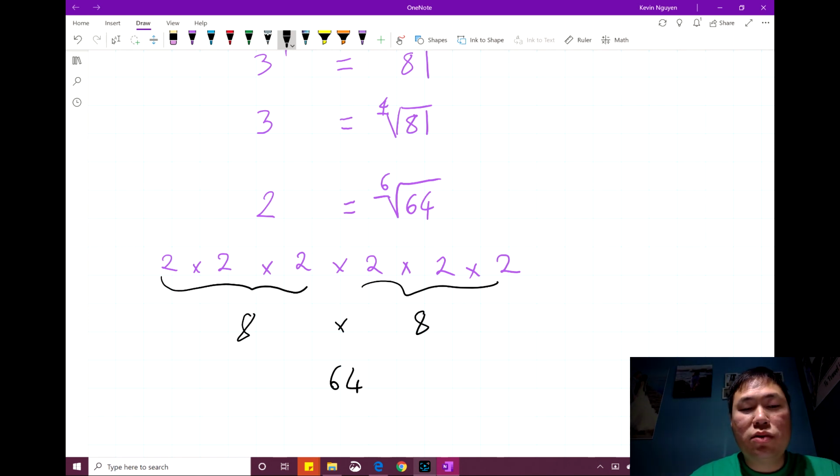Okay. Or you can just do every one of those. You can do 2 times 2 is 4. And 4 times 2 is 8. 8 times 2 is 16. 16 times 2 is 32. 32 times 2 is 64. That's maybe a little bit more challenging than the second method here. Okay. I hope that really helped you out.